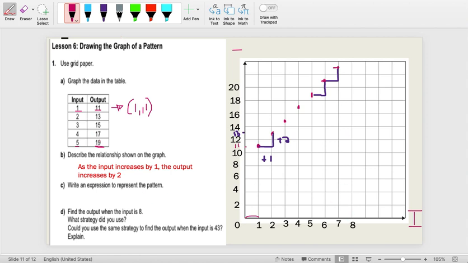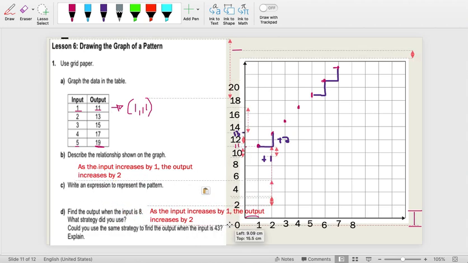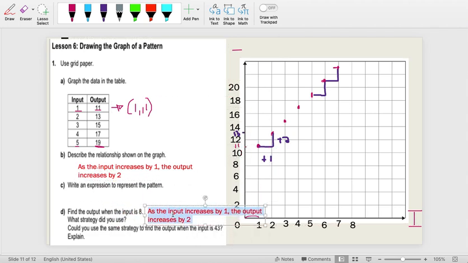Or you can simply put it in your expression, which is what I recommend personally. You can say, I put it in the expression. And you can use the exact same strategy to find out what the output is when the input is given. Because remember, input will be our variable. Our input is our variable in our expression.